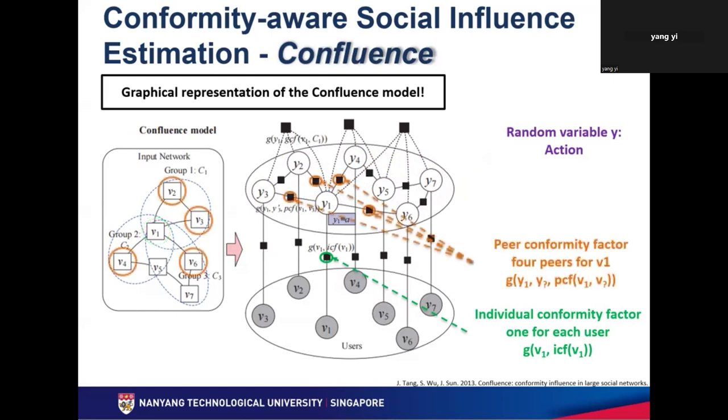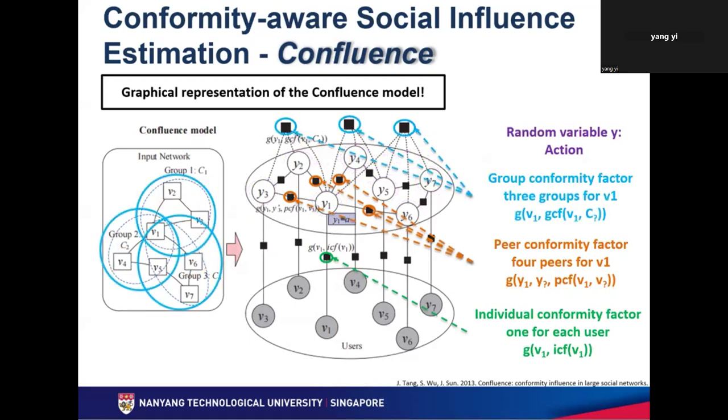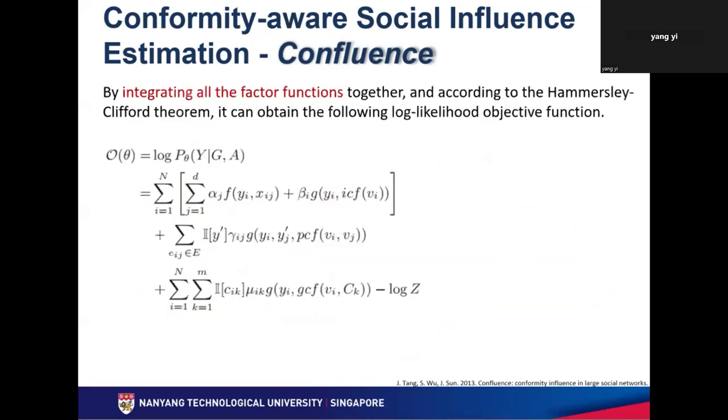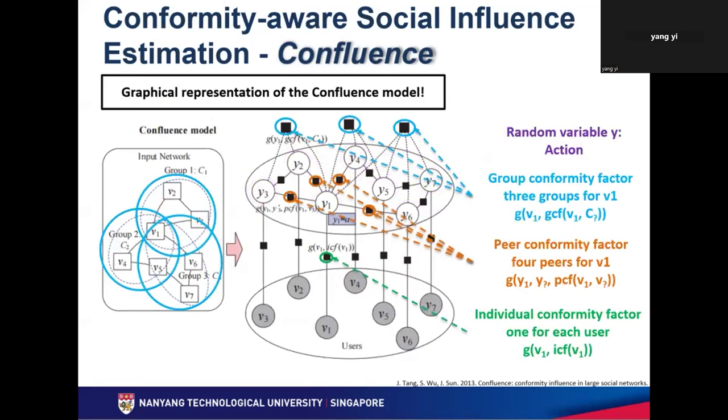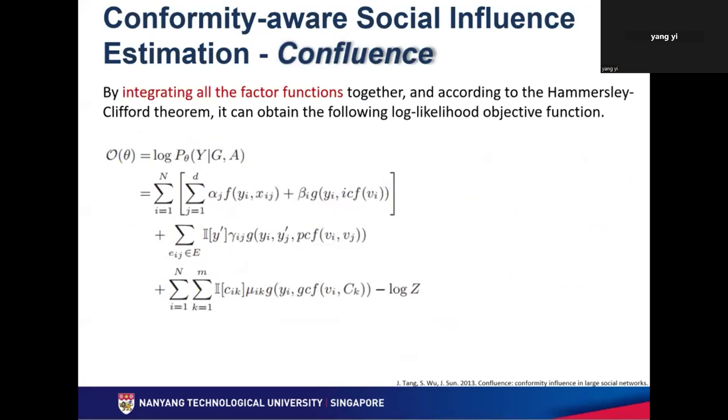Besides that, it is also affected by peer conformity, because V1 is a friend of V2, V3, V4, and V6, right? So the probability for V1 to perform some action is also affected by the peer conformity of these friends. This peer conformity also affects the result of Y1. Similarly, V1 belongs to three different groups, which we mark as blue, and V1's action is also affected by the group conformity it follows. So the probability for Y1 is affected by the green part, the orange part, and the blue part. Putting all these three parts together, we can construct an objective function like this.